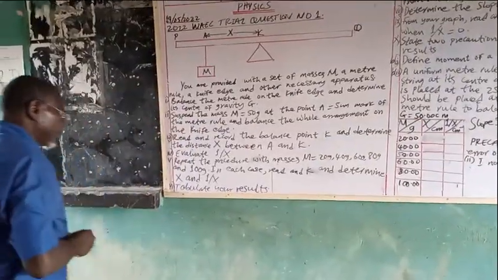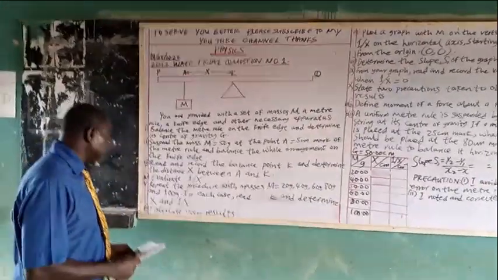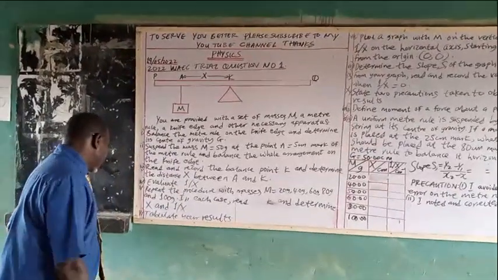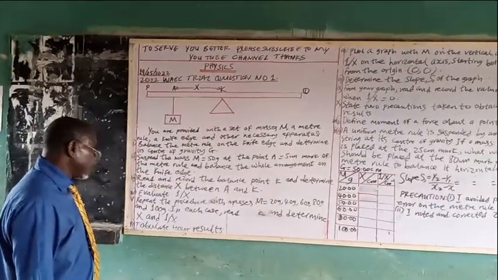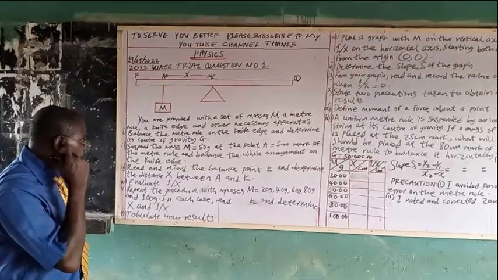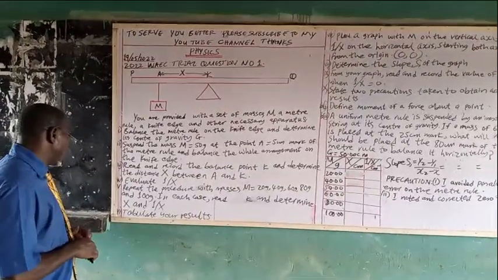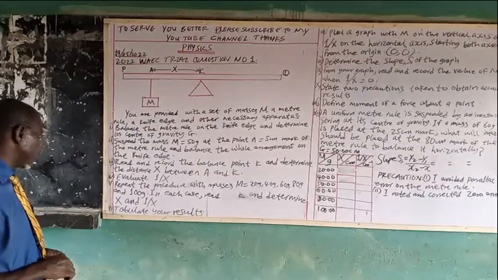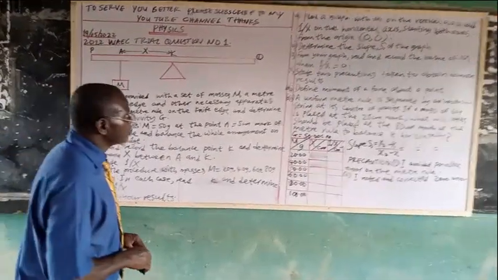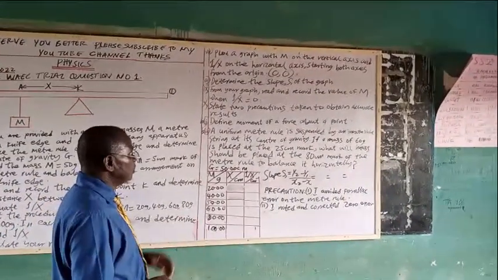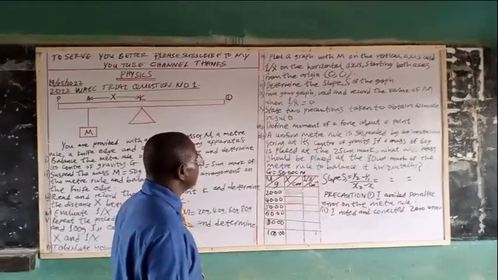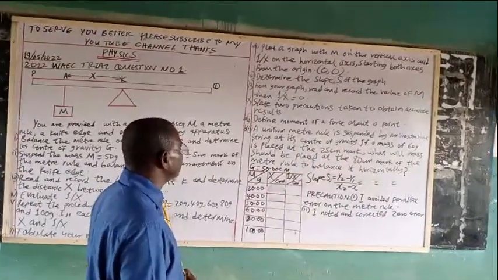Between A and K, take 1 over x. Number 5. Repeat the procedure with masses M equal to 20 grams, 40 grams, 60 grams, 80 grams, and 100 grams. In each case, read K and determine x and 1 over x. Calculate your result. Plot a graph with M on the vertical axis and 1 over x on the horizontal axis, starting both axes from the origin 0, 0.